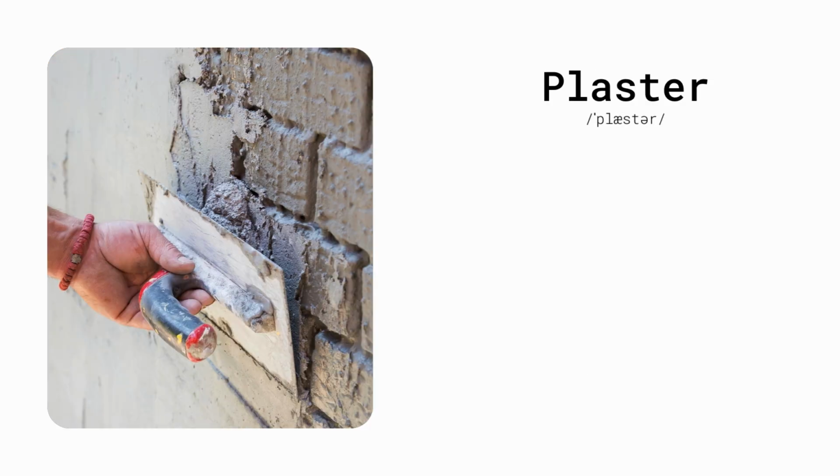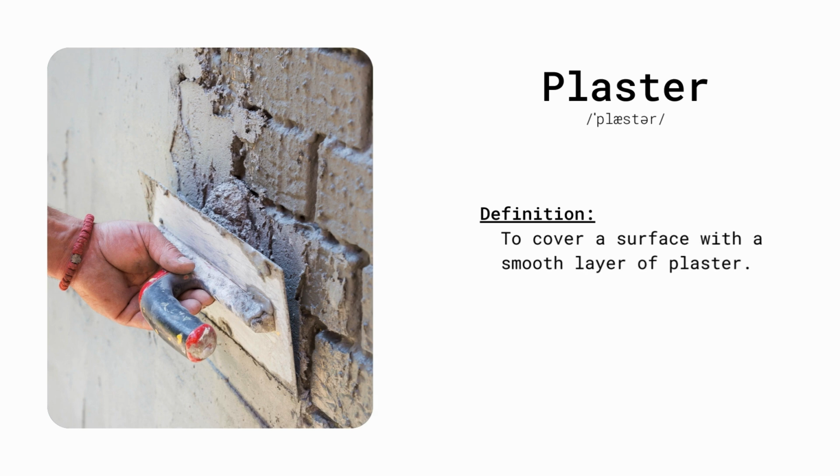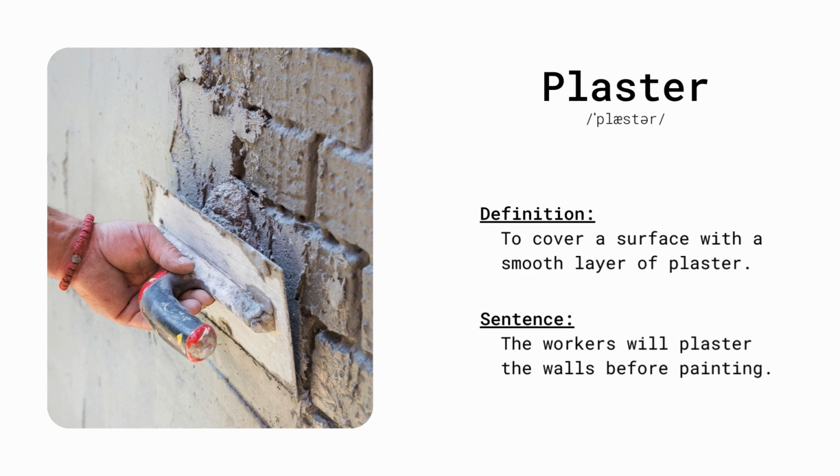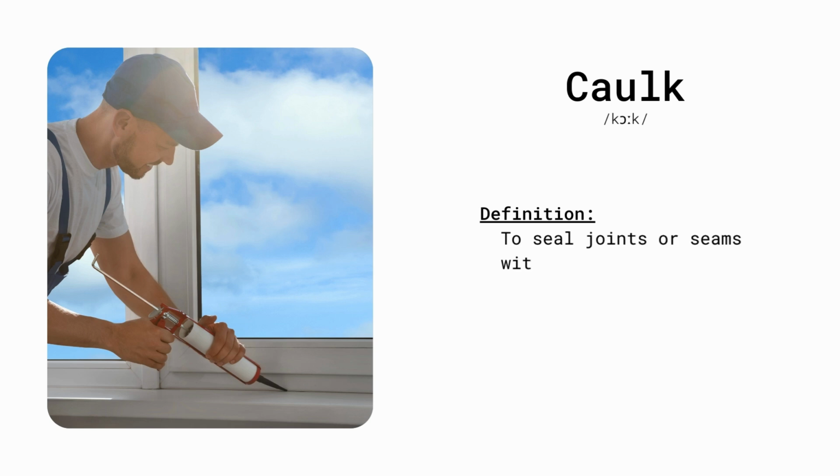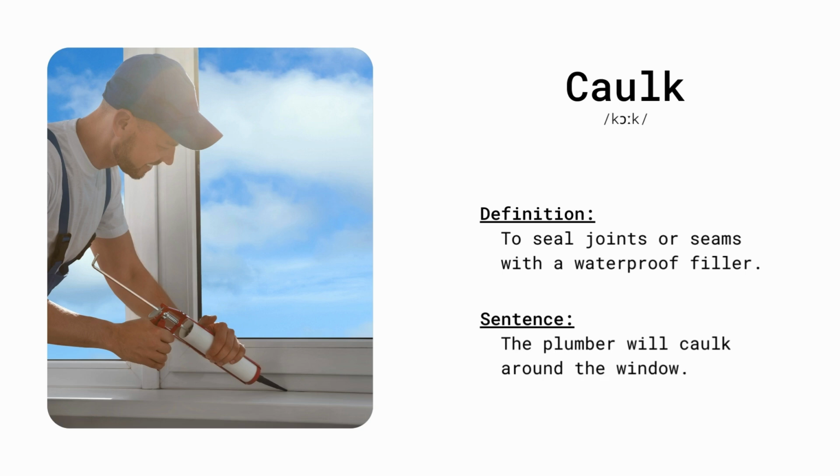Plaster. To cover a surface with a smooth layer of plaster. The workers will plaster the walls before painting. Caulk. To seal joints or seams with a waterproof filler. The plumber will caulk around the window.